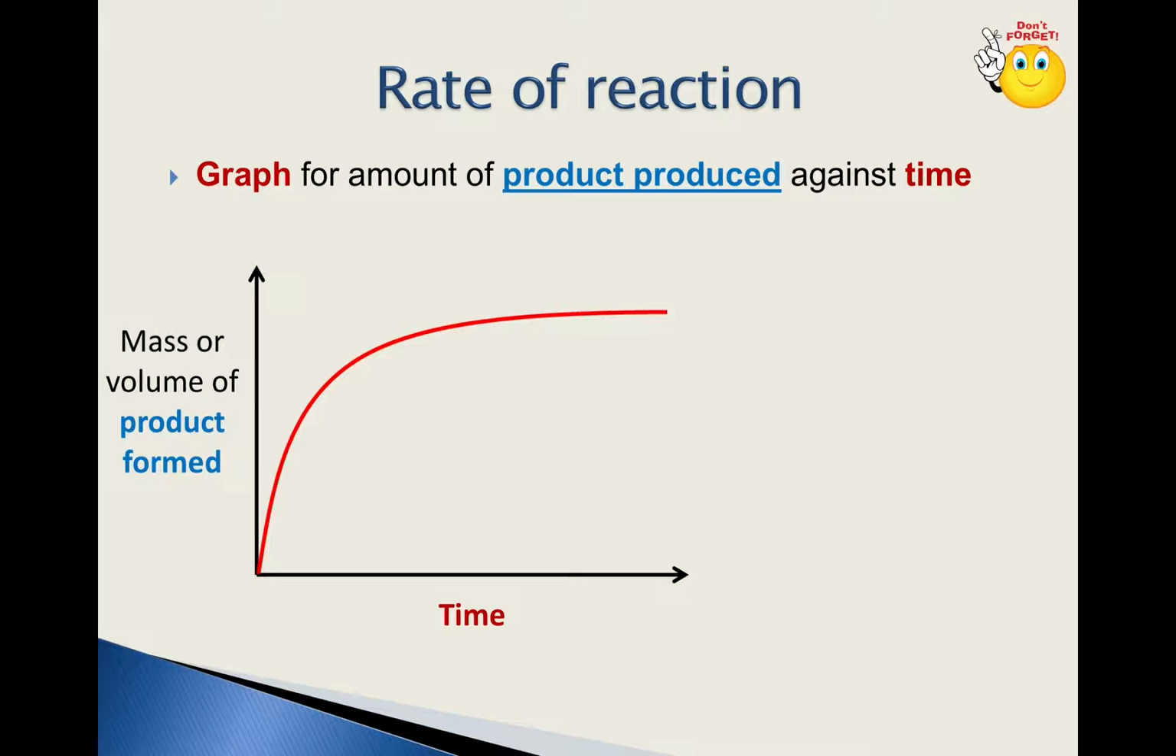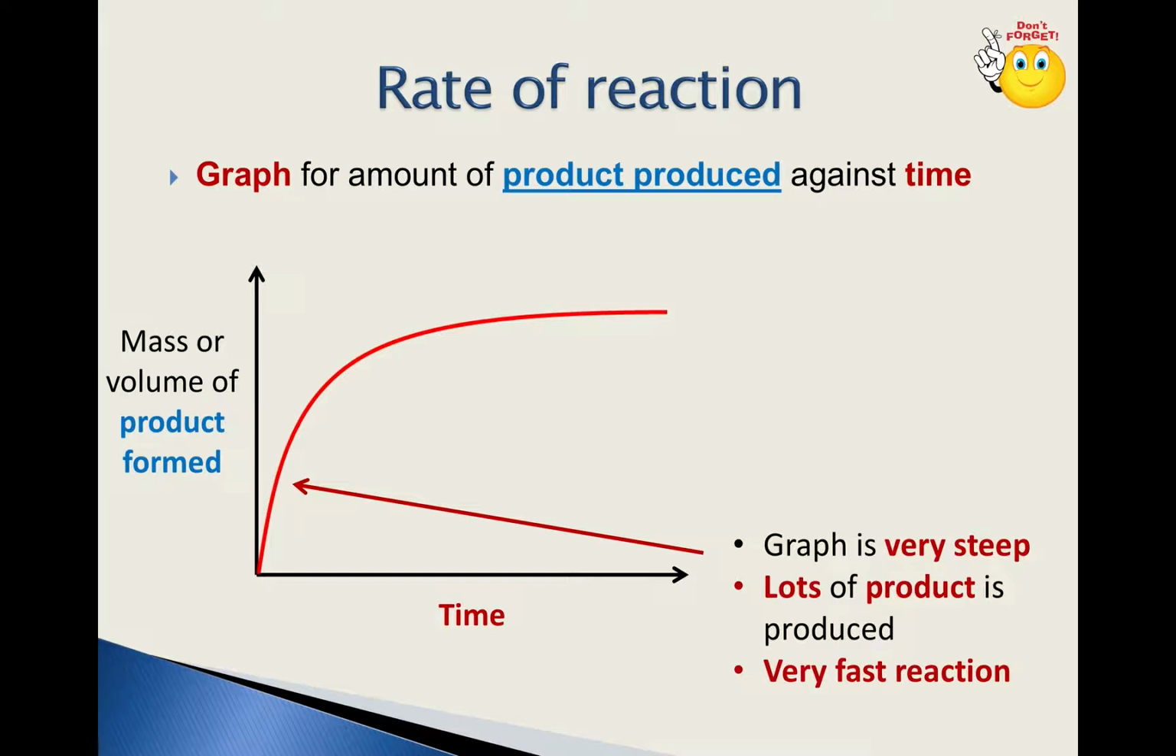Whenever you're collecting a product against time, the shape of the graph will be exactly the same as what it is on this slide. Now what's very important to note is that at the very start of any reaction where you're collecting the product, the rate of reaction will be very quick. It will have a very fast reaction rate. And we know that because the line is very steep.